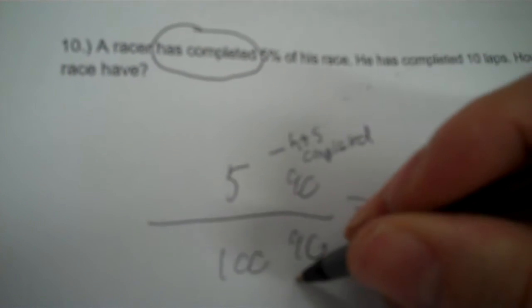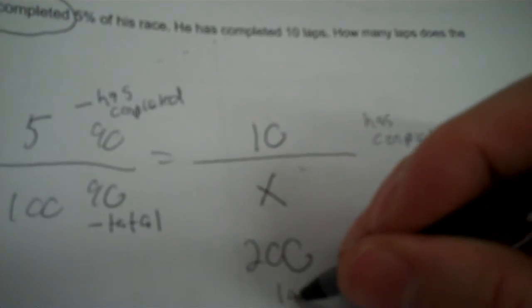The top is what I've circled, has completed. And the bottom is always what's your total, okay? 100% is a total. So, has completed and total. Now, can 10 laps go in has completed? Yeah, it says it's completed, so put the 10 there and the X there. Now you can cross multiply and divide. 100 times 10 divided by 5, and that's 200. Now the label matches the 10. 10 laps, 200 laps.